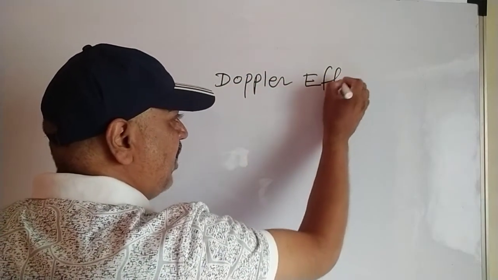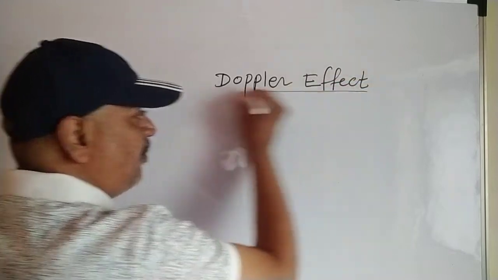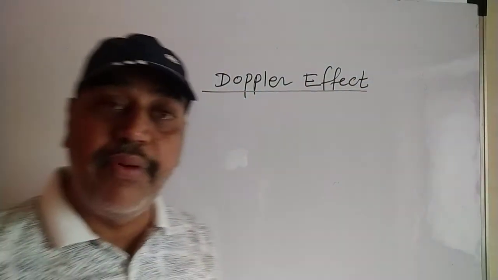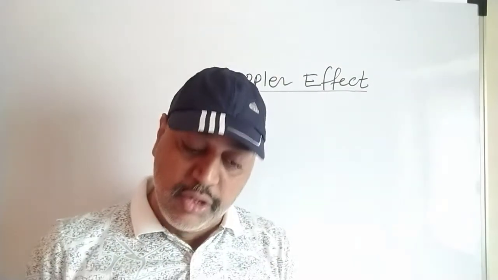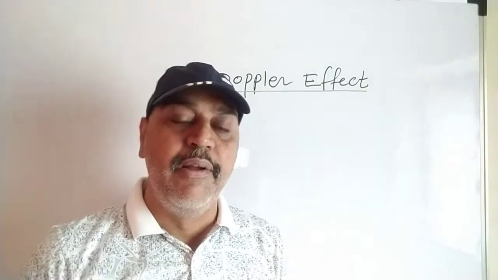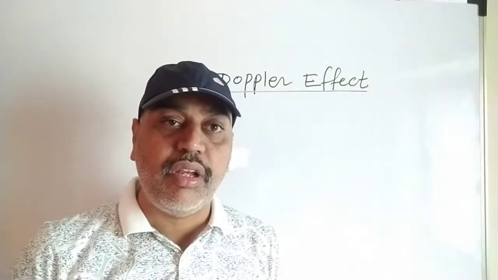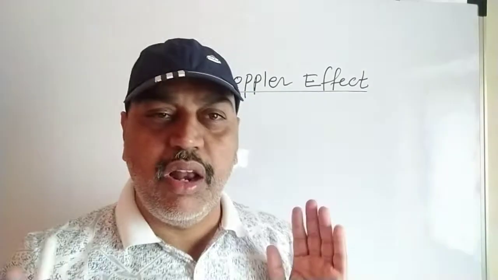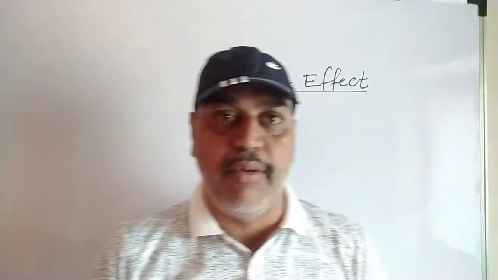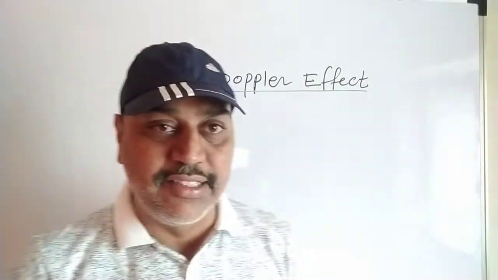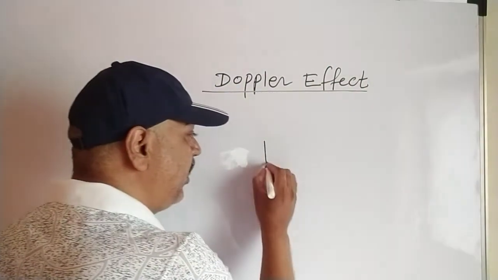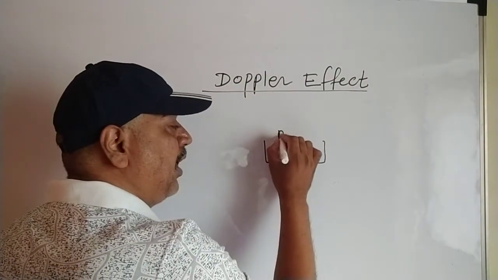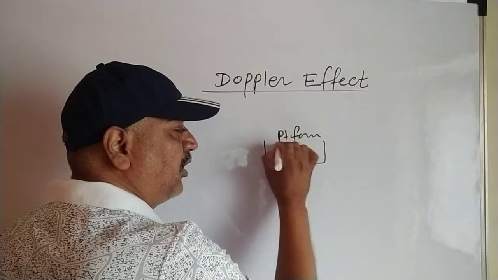As it comes in sound waves, it is one of the effects of sound, and the Doppler effect is produced in light also. So first of all, concentrate on learning the Doppler effect of sound waves. Suppose all of you are standing on a railway platform and a train is coming from that side. Suppose this is a railway platform here, and all of you are standing here.